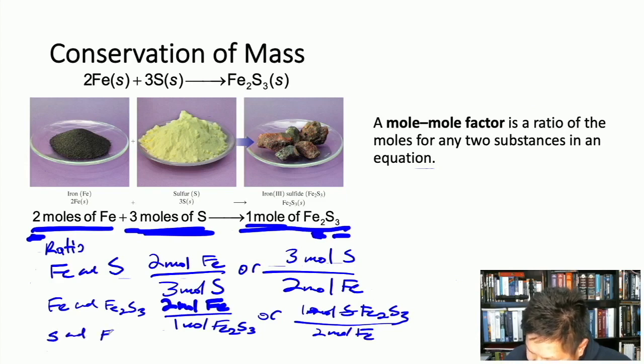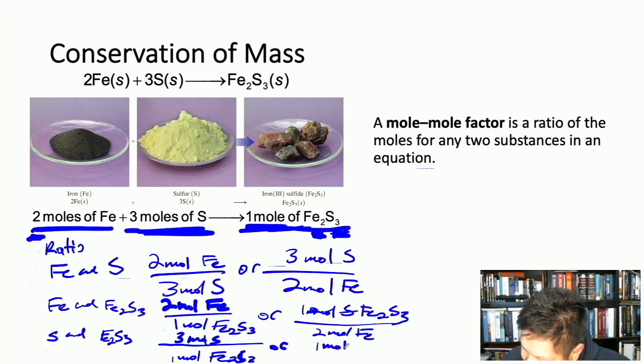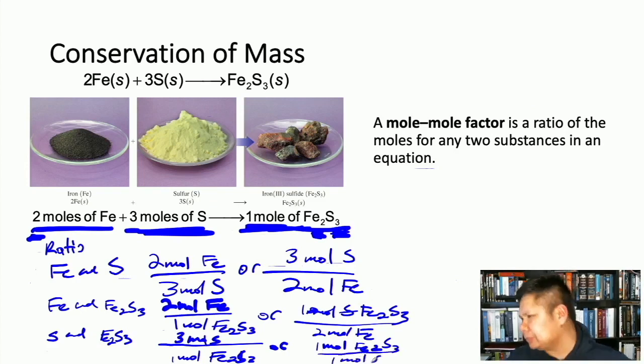And last but not least, what about the molar ratio of sulfur and iron sulfide? Well, there are 3 moles of sulfur for every 1 mole of iron sulfide. So the same thing goes again. We can say 3 moles of sulfur for every 1 mole of iron sulfide. Or we can say for every 1 mole of iron sulfide, there are 3 moles of sulfur. And this will be very useful to us later.